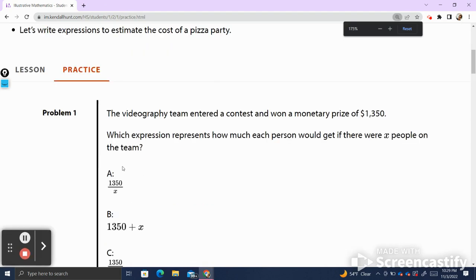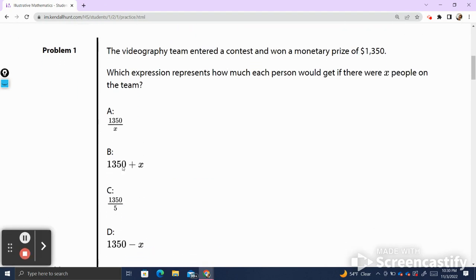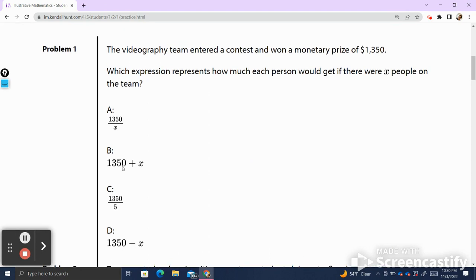The videography team entered a contest and won a monetary prize of $1,350. Which expression represents how much each person would get if there were X people on the team? I see my answer choices A, B, C, and D. First off, I'm identifying the amount of money that the team won. That's $1,350. I see that I want to divide it into how much each person would get.